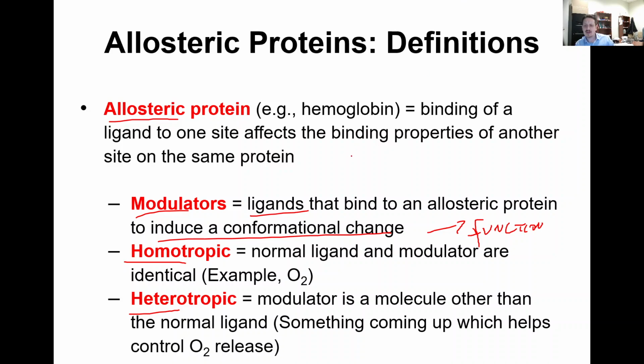Now, let's start out, first of all, nice and simple. Let's just start with a monomeric protein. And let's say that we've got a monomeric protein and something binds here. Everywhere outside of that is allosteric to the active site. So if something binds here and changes the binding here, then that is allosteric modulation. It may be positive or negative, depending on whether it increases binding or decreases binding.